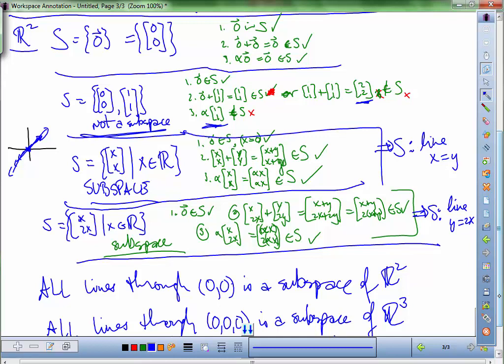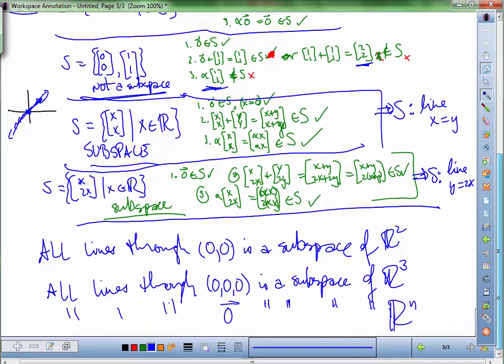We care about subspaces because what we want to do is take a look at the mathematical structure of our solution set. When we have a system of linear equations, for example, we have to know in which space we are looking at our solution sets to be in. Okay. All lines through the zero vector in any dimension is a subspace of Rn, whatever dimension that is.